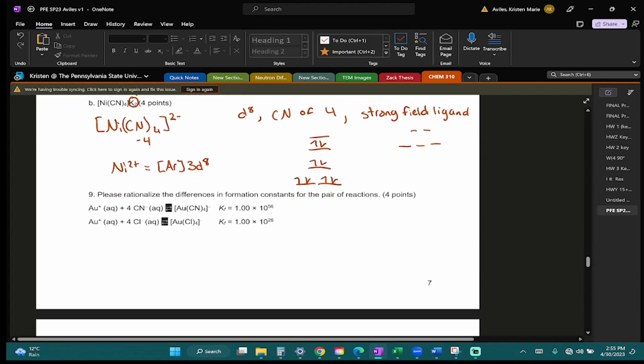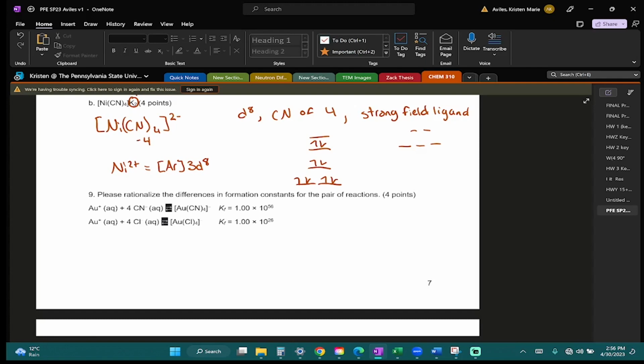All right, another problem. So here they give us 2 formation constants, and they want us to rationalize why one is much larger than the other. So what is cyanide? What type of ligand is that? It is a strong field. If I asked you to identify it as hard, soft, what would you say? We bond through a carbon, a negatively charged carbon. Soft. Positively charged carbons are harder. That's how I like to think about it.